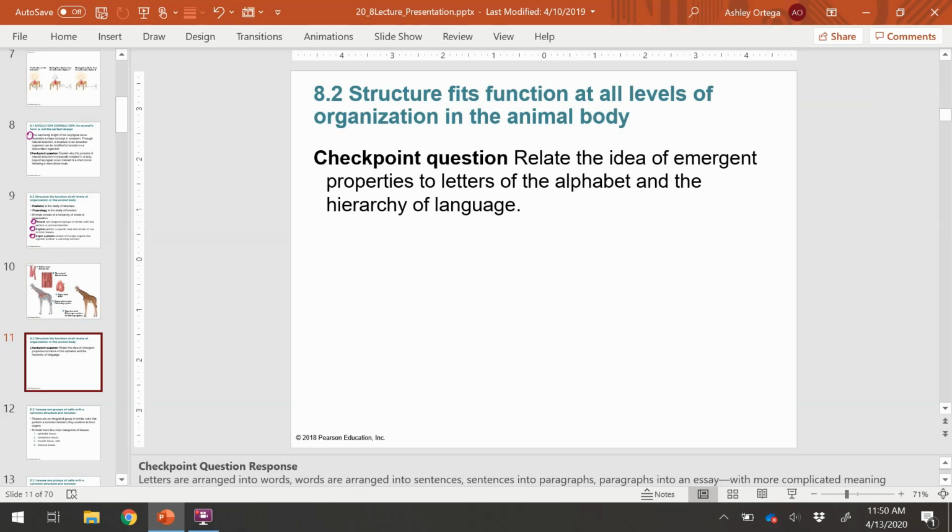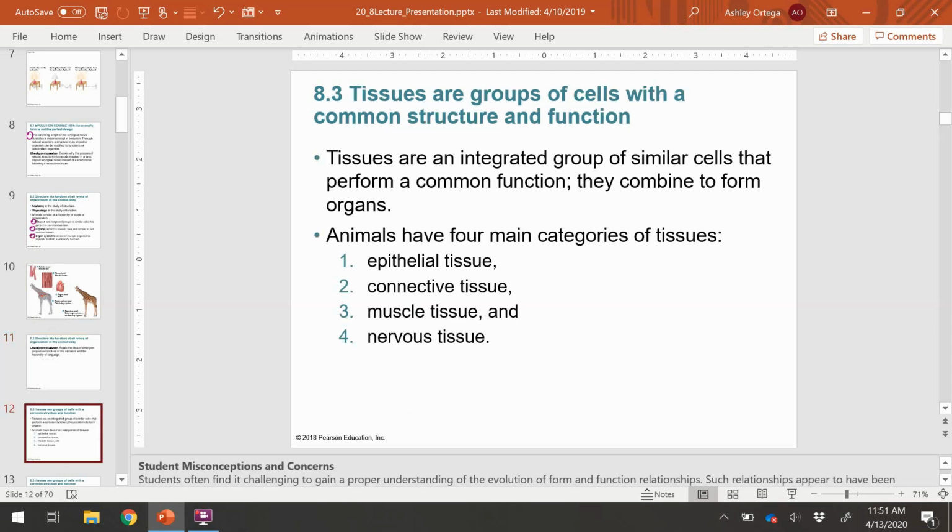The letters of the alphabet are the example they use here. You have certain letters of the alphabet, and when you put them together, they make words, and from words put together, you can make sentences, and put together, you make paragraphs, and so forth. The more you get out of those letters when you put them together, and so the more we get out of organ systems when we put them together.